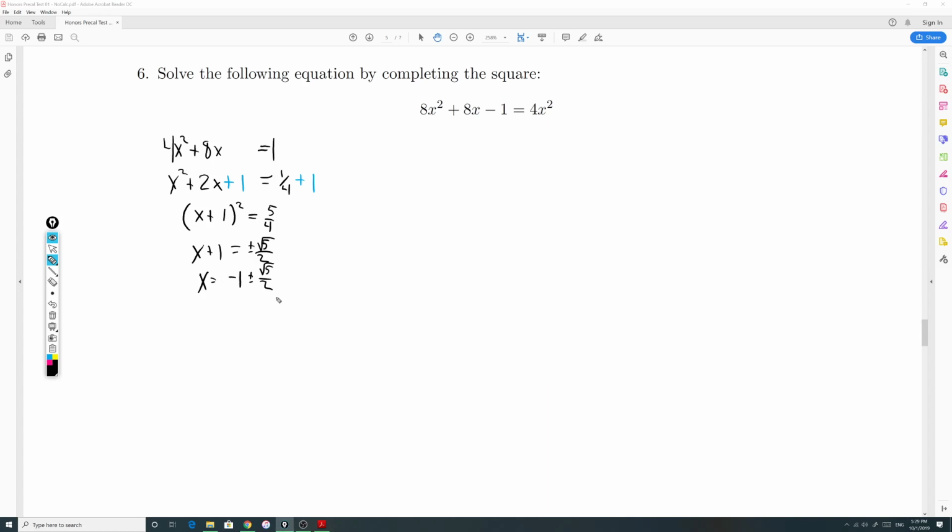If you wanted to get a common denominator, 1 is 2/2, so this would be -2 plus or minus the square root of 5/2. I'm going to leave it like this, and I don't want to write it again. All right, so pause that if you need to, otherwise.